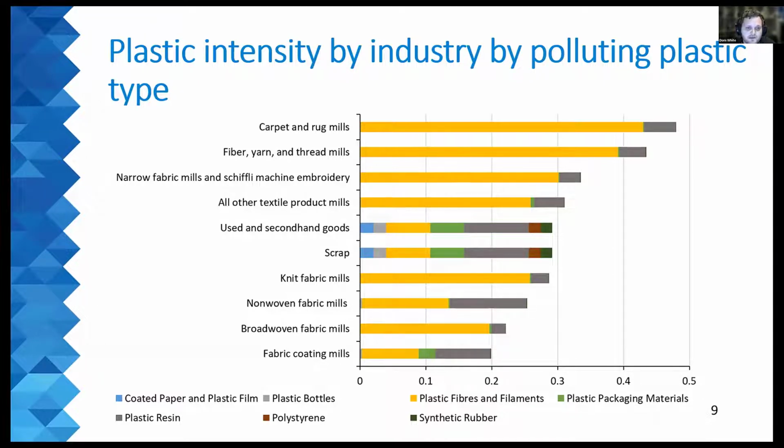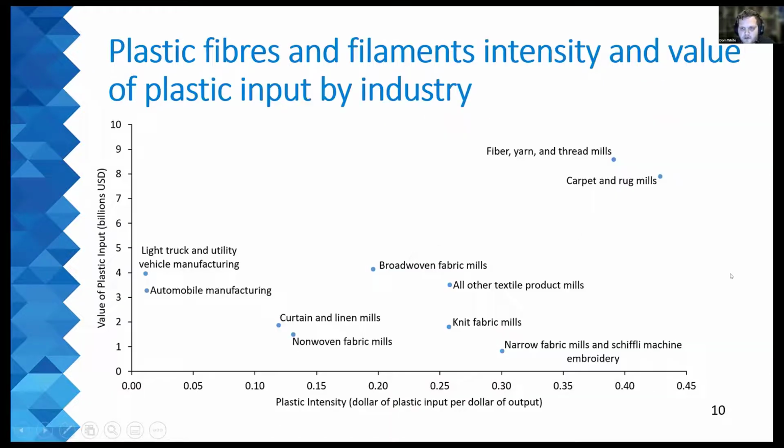So to overcome these 2 issues, we looked at each of these polluting plastic commodities individually, and we compared the plastic intensity for each of them against the value of plastic as an input. And this includes both direct and indirect input. The way we determine plastic inputs is by multiplying the plastic intensity figures by total output for each of these industries. So first, looking at plastic fibers and filaments, we can see here on the x-axis we have plastic intensity, and on the y-axis we have value of plastic inputs. So that's the value of plastic fibers and filaments used as an input.